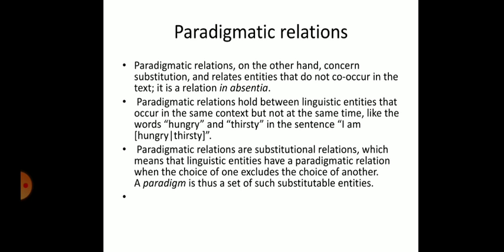The next linguistic concept that we are going to discuss is the paradigmatic relation. Paradigmatic relations, on the other hand, concern substitution and relate entities that do not occur in the text. It is relation in absentia. Yes, the first relation that we have read is the relation in praesentia, because that was related with the combination of the features that are present within the text. But here the relation is between the features of language that are absent in the context.